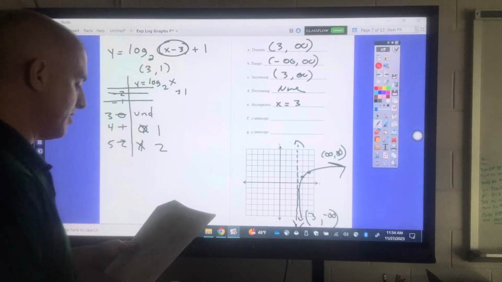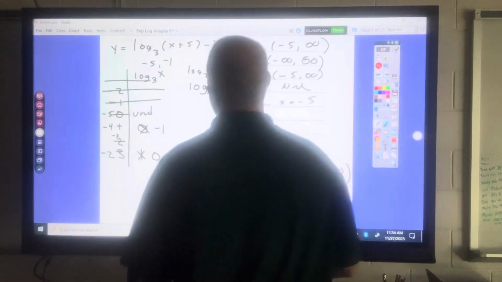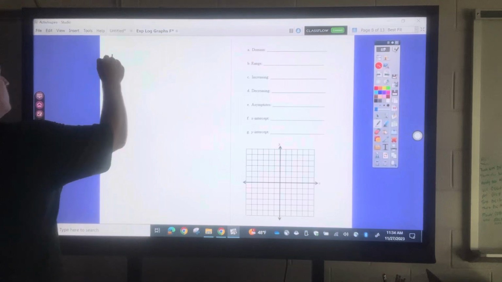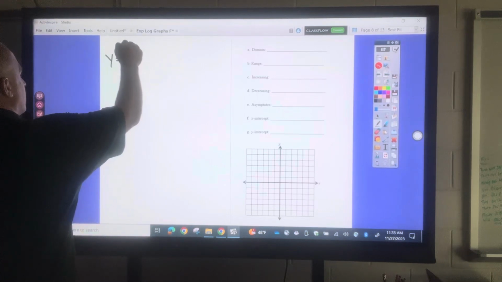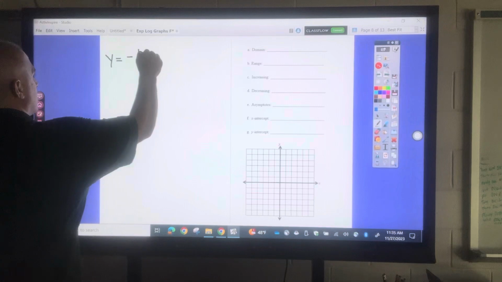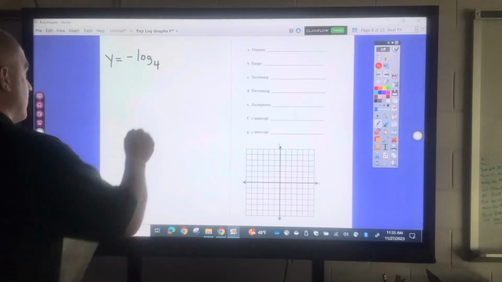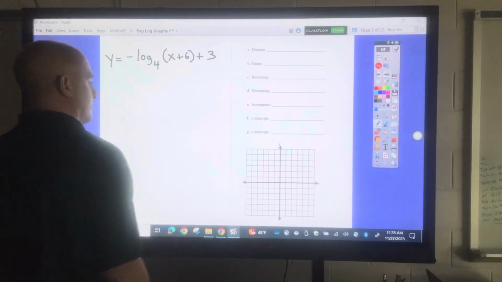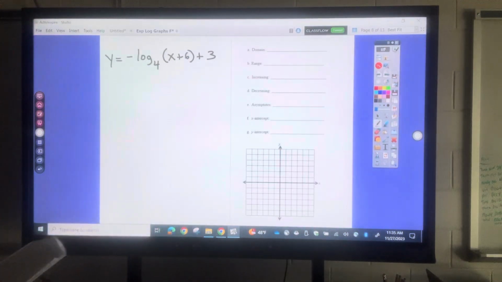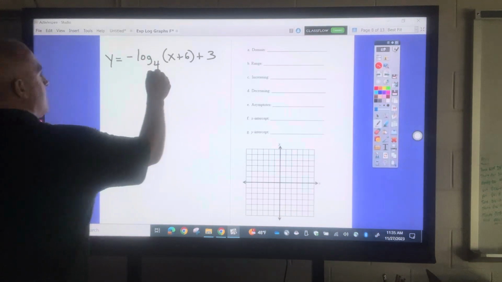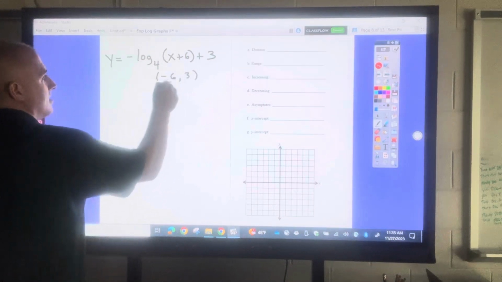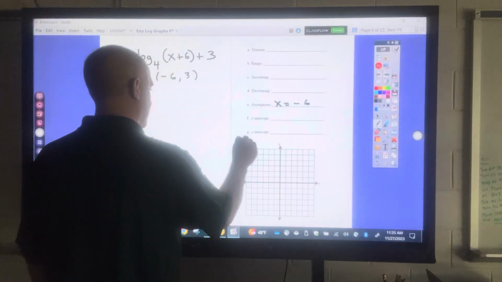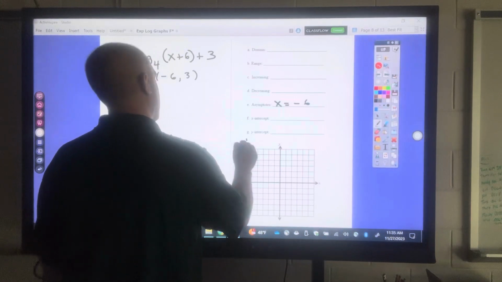Okay, let me do one more with you. We've got y equals negative log base 4 of (x plus 6) plus 3. Okay, so I'm going to solve the inside. It's -6, 3. So my asymptote is x equals -6. 1, 2, 3, 4, 5, and 6. That would be that.